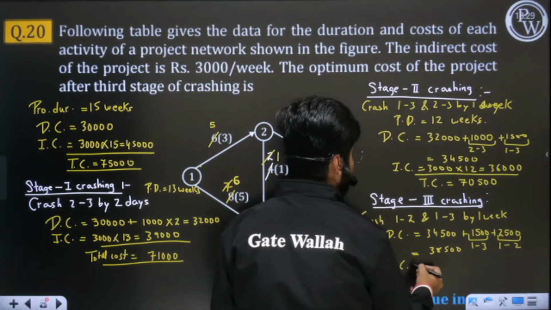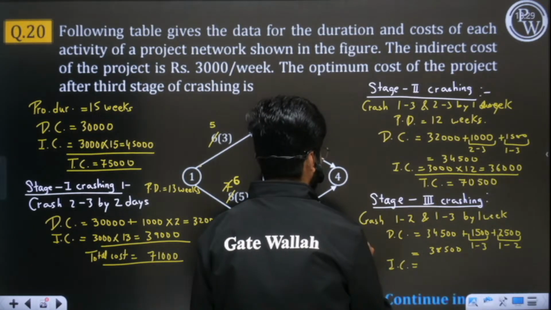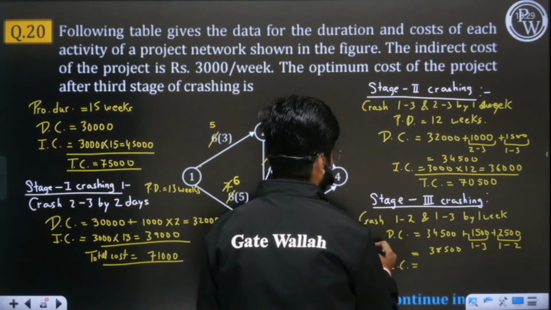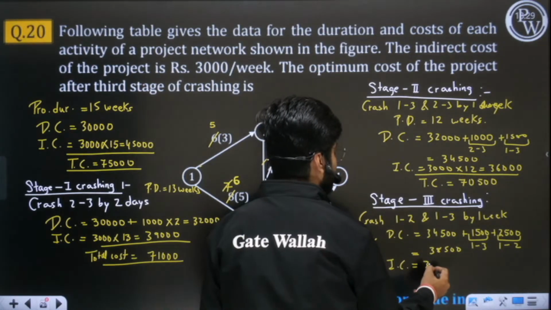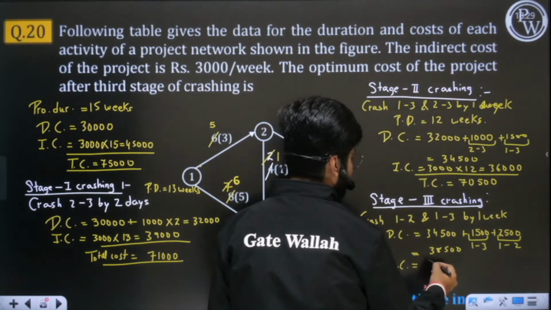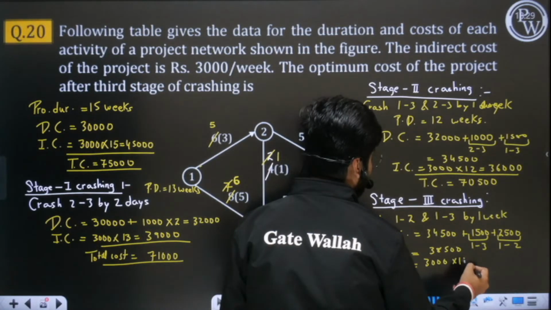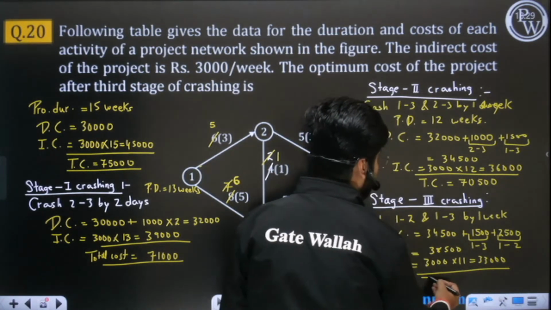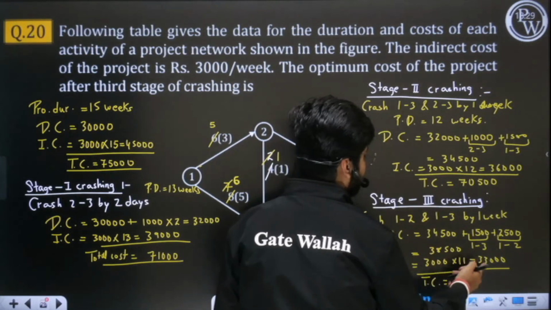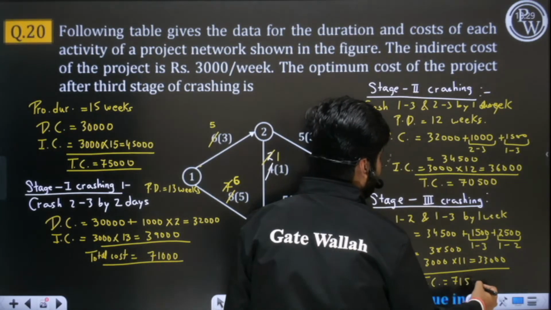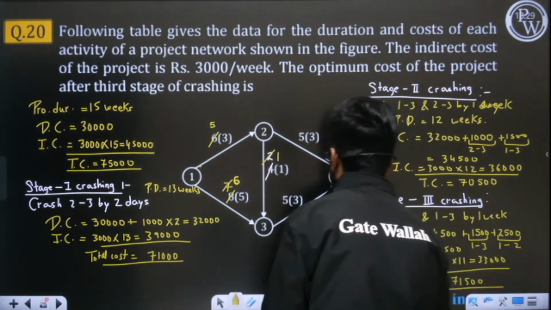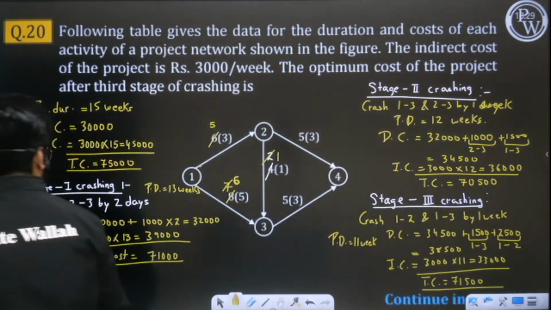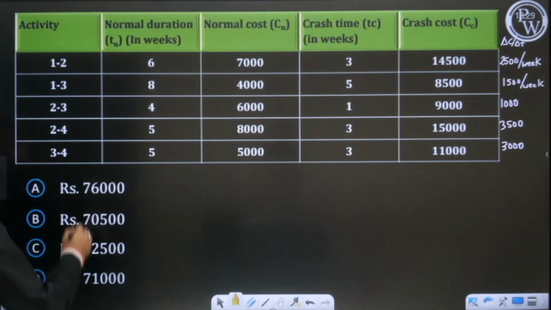Now indirect cost is how much? Now we are completing the project in how many days? 11. We are completing the project in 11 weeks, so 3000 into 11, because for every week we are requiring 3000 rupees. So when you add the total cost, this will be 71500. So after third stage crashing, the total cost which will be required here is 71500.